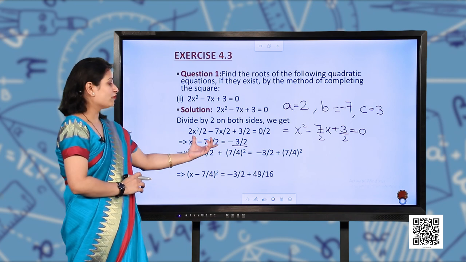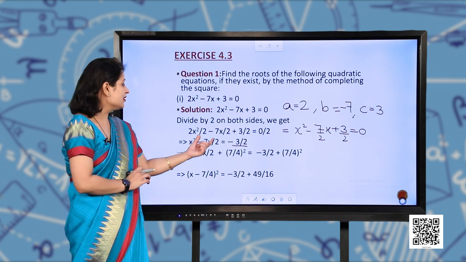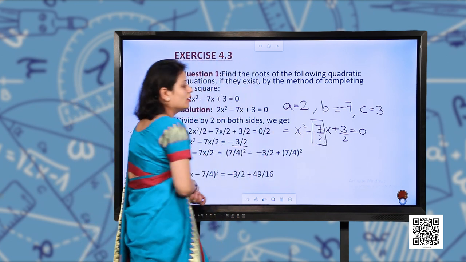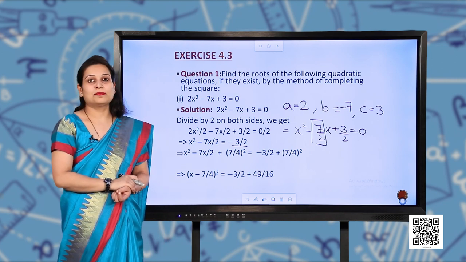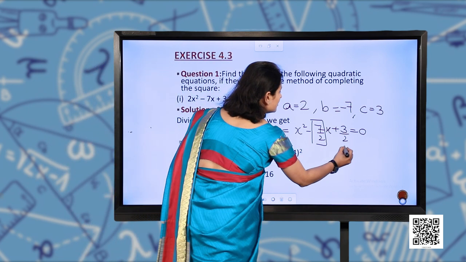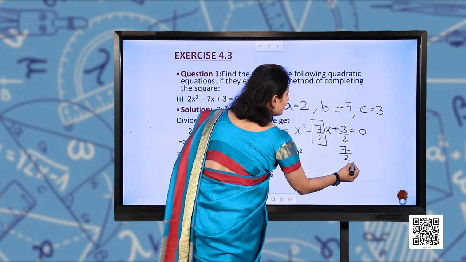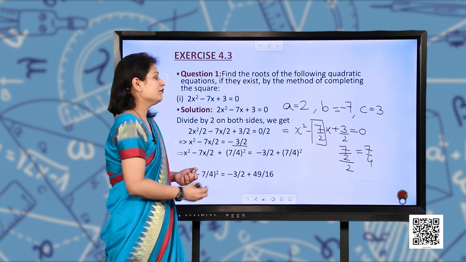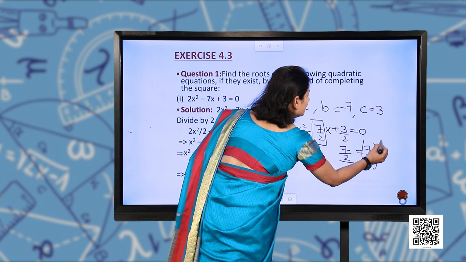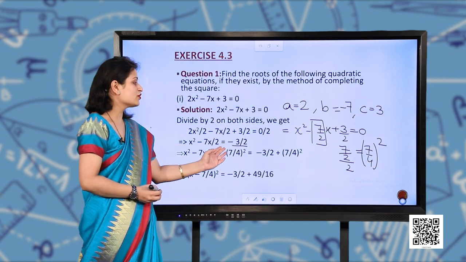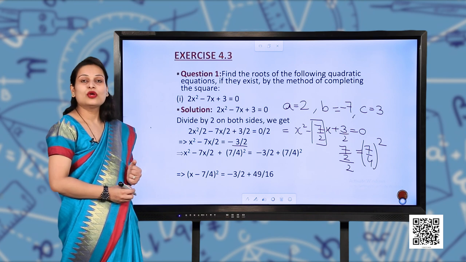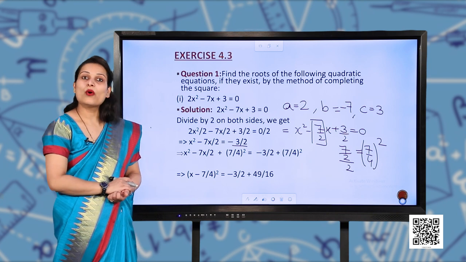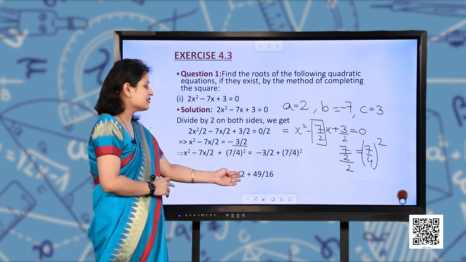Now, you have to balance this equation. Consider this. What will you do? You have to divide it by 2. So, 7 by 2 divided by 2, you will get 7 by 4. So, square of 7 by 4, add this to the right hand side and to the left hand side to balance this equation. So, you will get x minus 7 by 4 whole square equals minus 3 by 2.